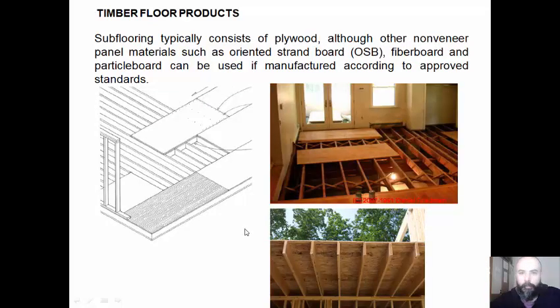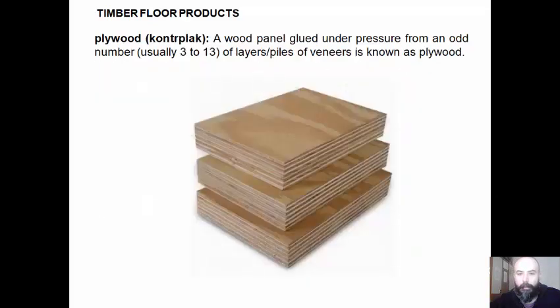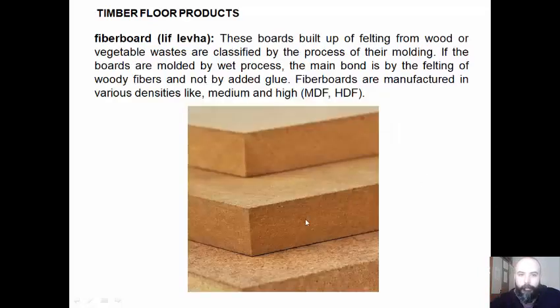Subflooring typically consists of plywood, although other non-veneer panel materials such as OSB, fiberboard, and particle board can be used if manufactured according to approved standards. Let's look at these engineered wood panels. First we have plywood. A wood panel glued under pressure from an odd number, usually 3 to 13, of layers, plies of veneers is known as plywood.